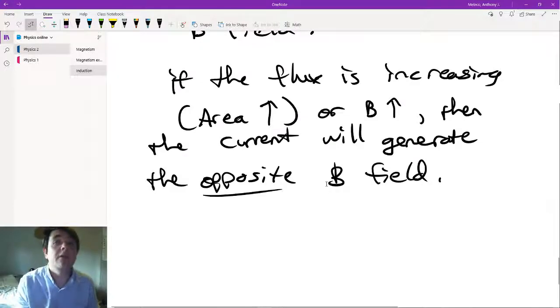So you have to have a good handle on the right-hand rule to be able to do this, or be able to do cross products really well, and I'll show you what to do there in the next video.